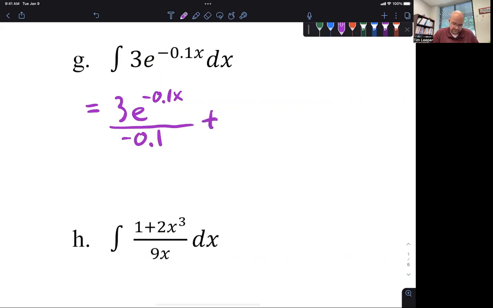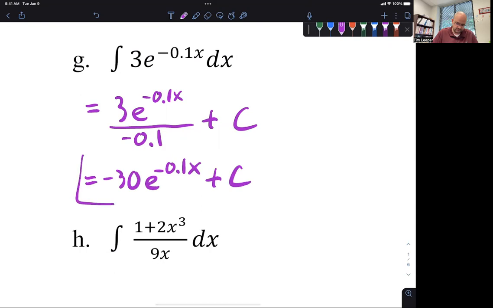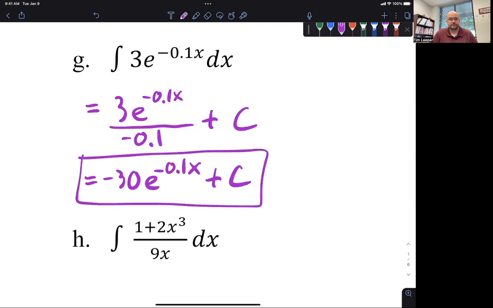So put a plus c at the end, and then simplify. 3 divided by negative 0.1, what is that? Negative 30. So it's equal to negative 30 e to the negative 0.1x plus c. And there you go.